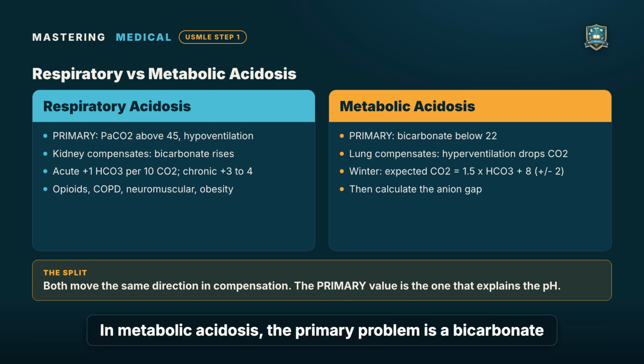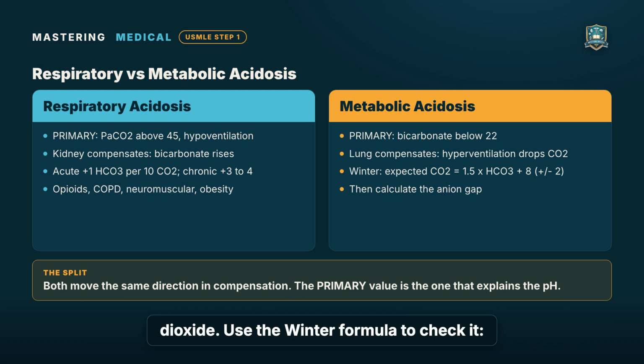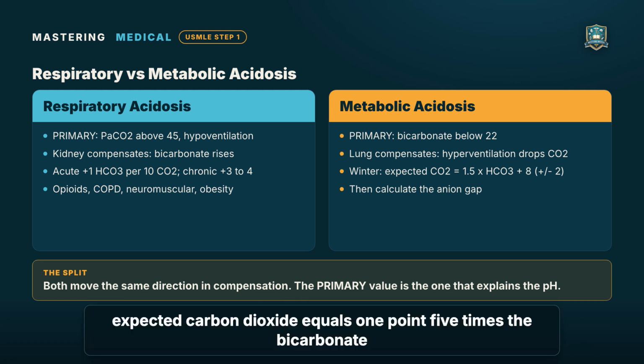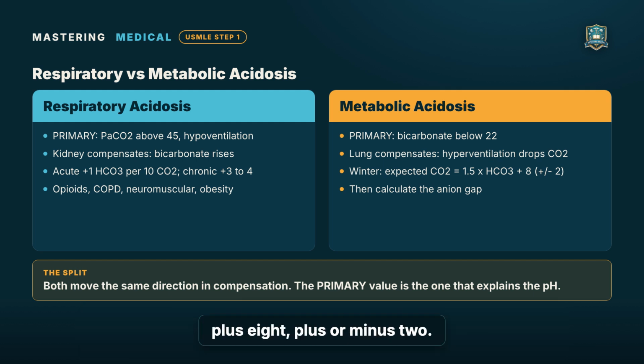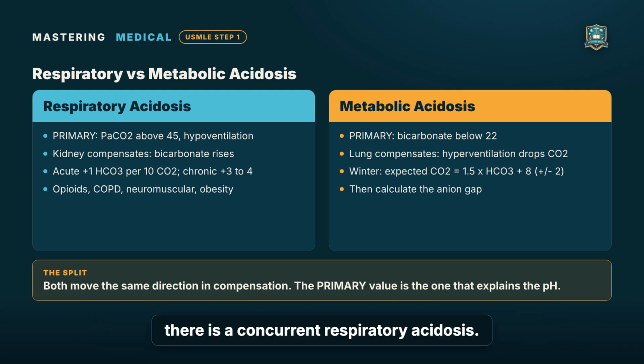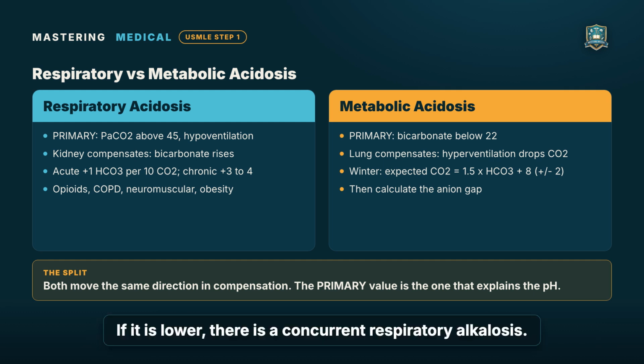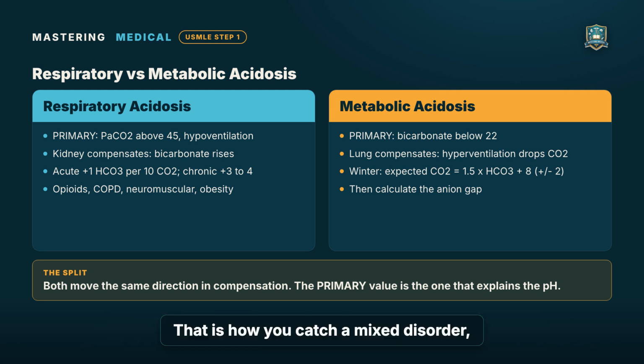In metabolic acidosis, the primary problem is a bicarbonate below 22, and the lung compensates by blowing off carbon dioxide. Use the Winter formula to check it. Expected carbon dioxide equals 1.5 times the bicarbonate plus 8, plus or minus 2. If the measured carbon dioxide is higher than expected, there is a concurrent respiratory acidosis. If it is lower, there is a concurrent respiratory alkalosis. That is how you catch a mixed disorder, and only after that do you calculate the anion gap.